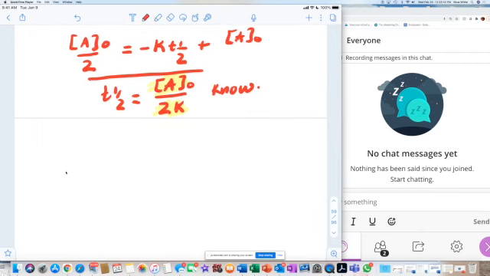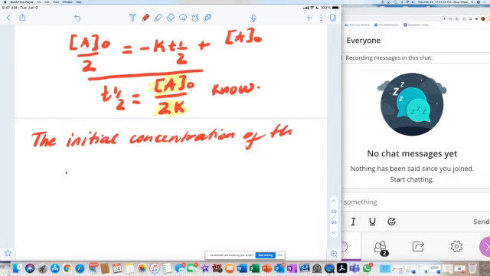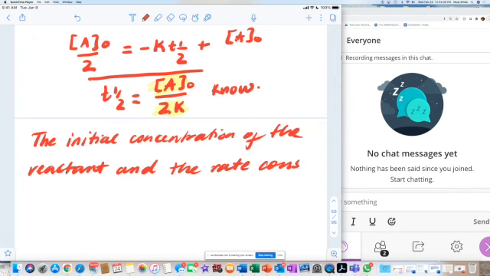Okay, so the initial concentration of the reactant and the rate constant both affect the half-life.